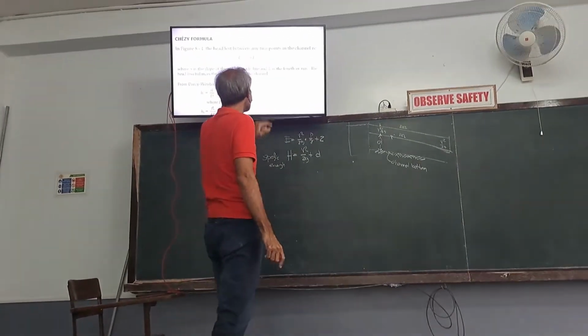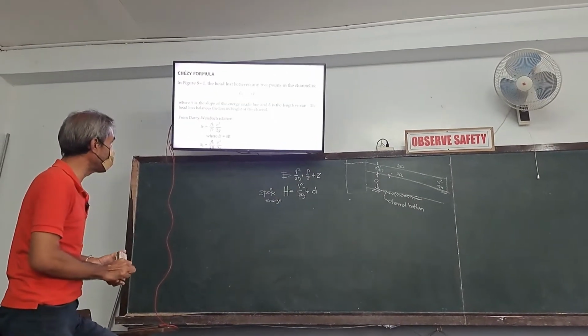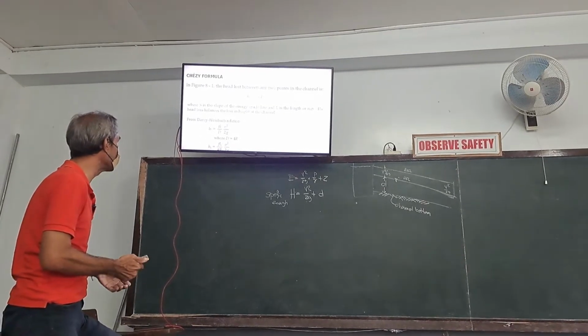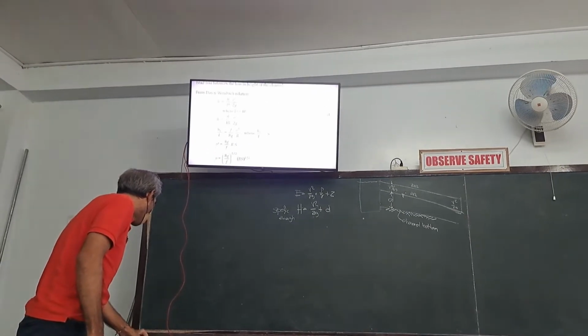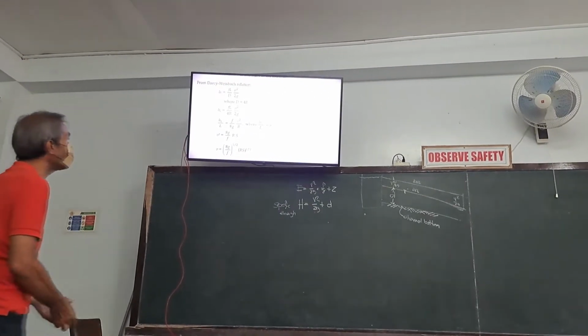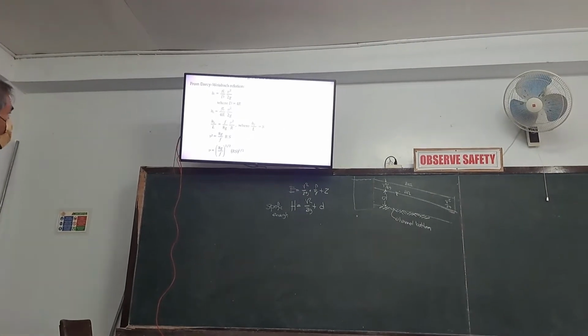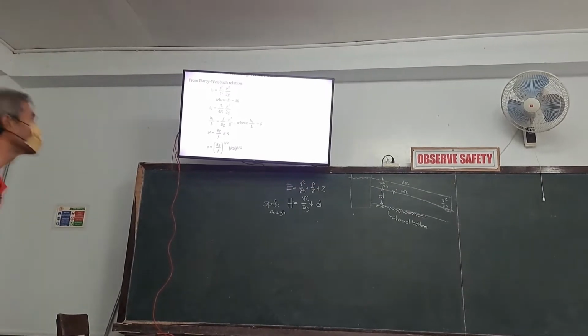Head loss is slope times length, where S is the slope of the energy line and L is the length of the run. The head loss balances the loss of the height of the channel. This is the Darcy-Weisbach formula, f L over D, V squared over 2g. Darcy-Weisbach and Manning.